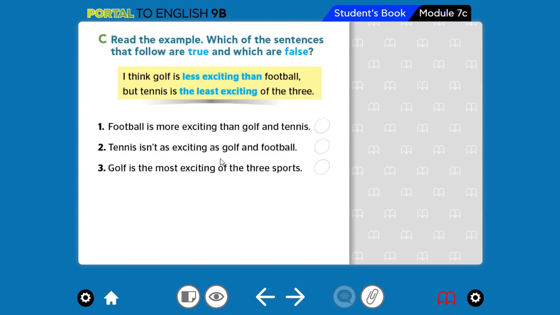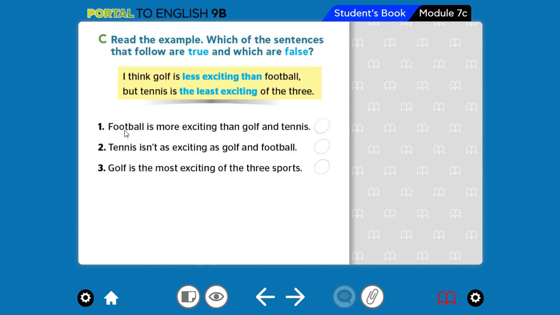Exercise C. Read the example. Which of the sentences that follow are true and which are false? I think golf is less exciting than football. It means that football is more exciting than golf, but tennis is the least exciting of the three. So, number one here we have football, next we have golf, and three we have tennis.